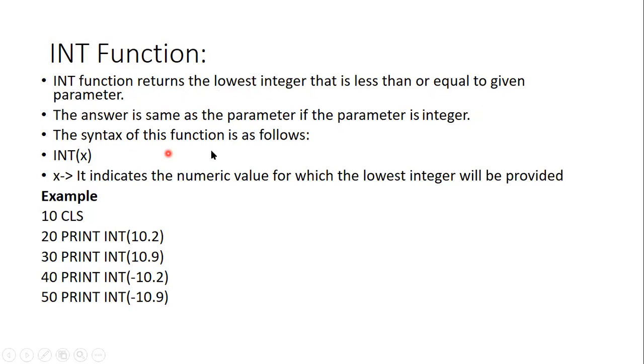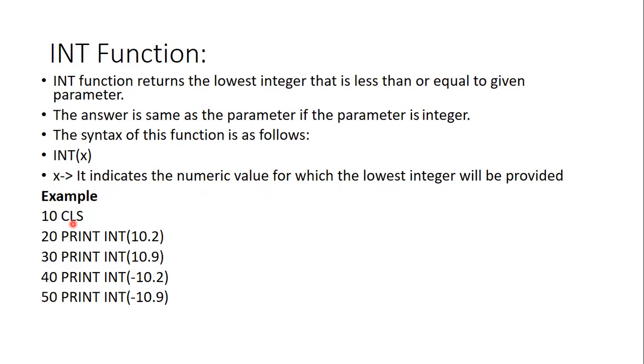Okay. The syntax of using this function is as follows. Again, the same process: write the name of the function along with the parameter. The parameter can be a value or an expression. Let's see what x indicates here. It indicates the numeric value for which the lowest integer will be provided. Okay, so basically, like we do flooring and ceiling, it does that work. Okay, fine. So let's see the example.